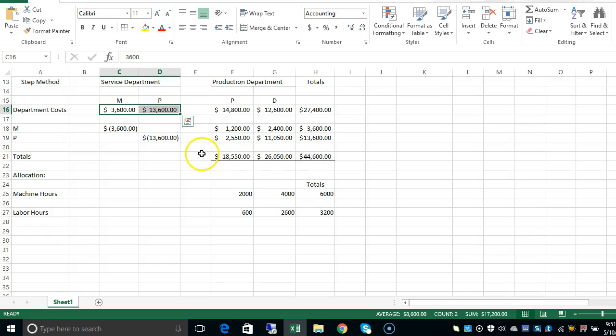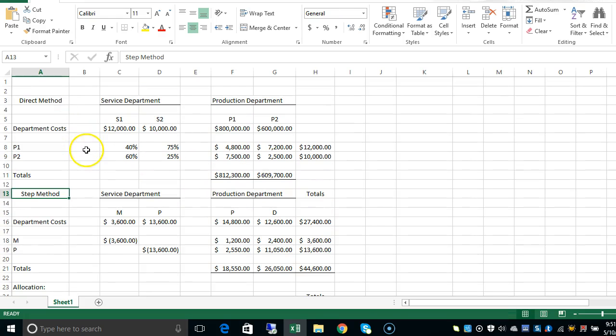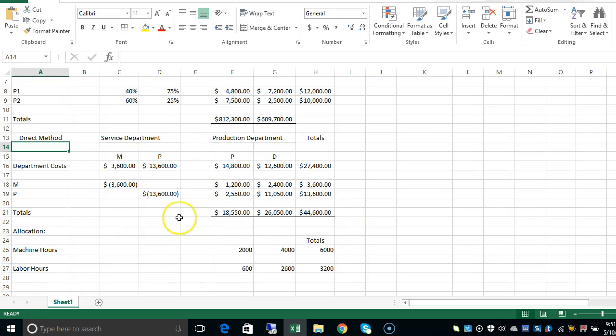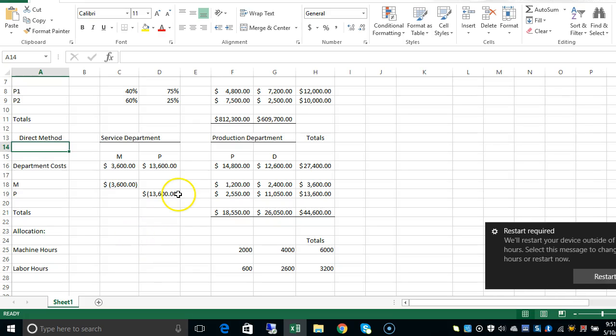So that's basically how you would approach a direct method. I apologize, I have step method here, so it's really the direct method. I'm going to save this and send it to you, and you can use this as your matrix or come up with something that works for you.